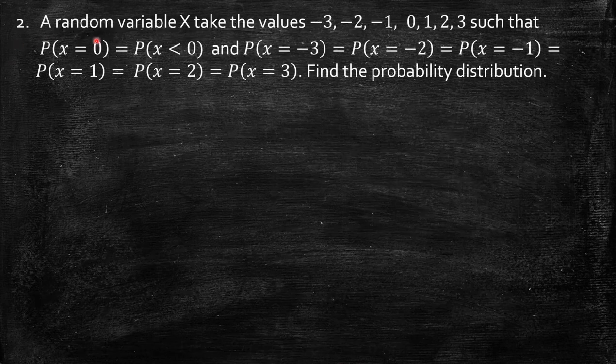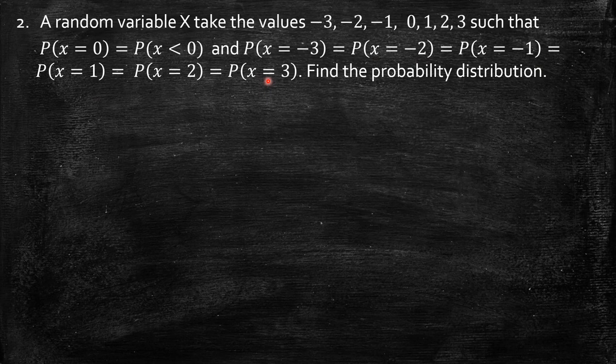Problem number 2. A random variable x takes the values -3, -2, -1, 0, 1, 2, 3 such that probability of x equal to 0 is equal to probability of x less than 0, and probability of x equal to -3 equals probability of x equal to -2 equals probability of x equal to -1 equals probability of x equal to 1 equals probability of x equal to 2 equals probability of x equal to 3.